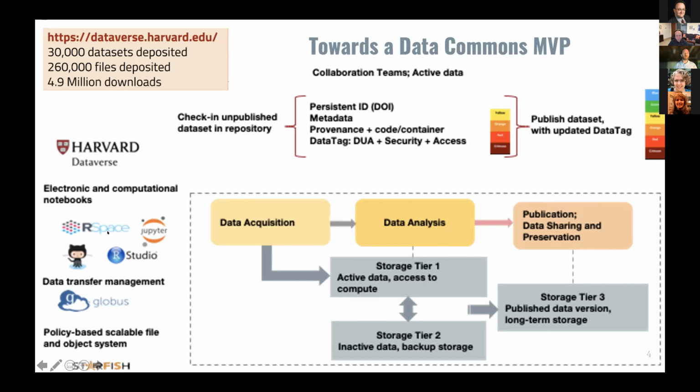And the types of tools that we're talking about are electronic notebooks, right? Something like RSpace. Computational notebooks would be like R and Jupyter and other various things, MATLAB, or maybe it's just straight up Git code. And then we need to move the data. Like I said, Globus is providing us that.